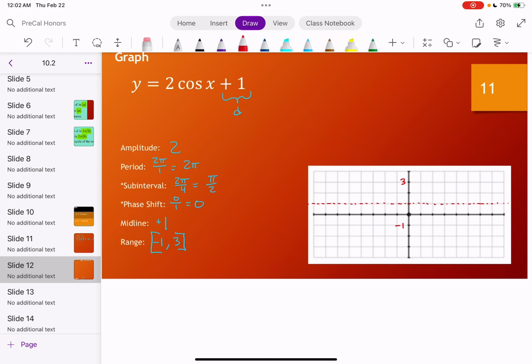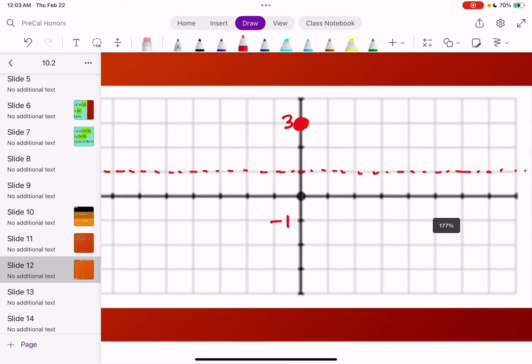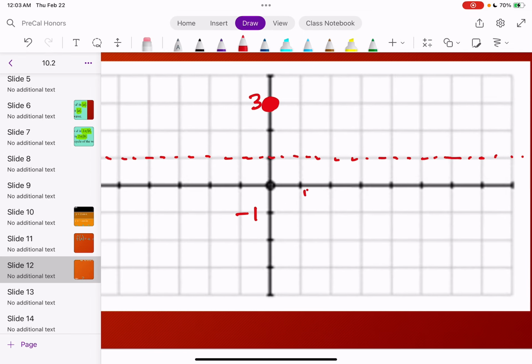We do know that we're going to be starting the phase shift at 0, which means we will be remaining on that y-axis. Since the equation is positive, we will actually be starting at the maximum value, which is starting at that 3 marker. Now, our subinterval is pi over 2, so as we go marking each one of these, this would be pi over 2, 2 pi over 2, 3 pi over 2, and 4 pi over 2.